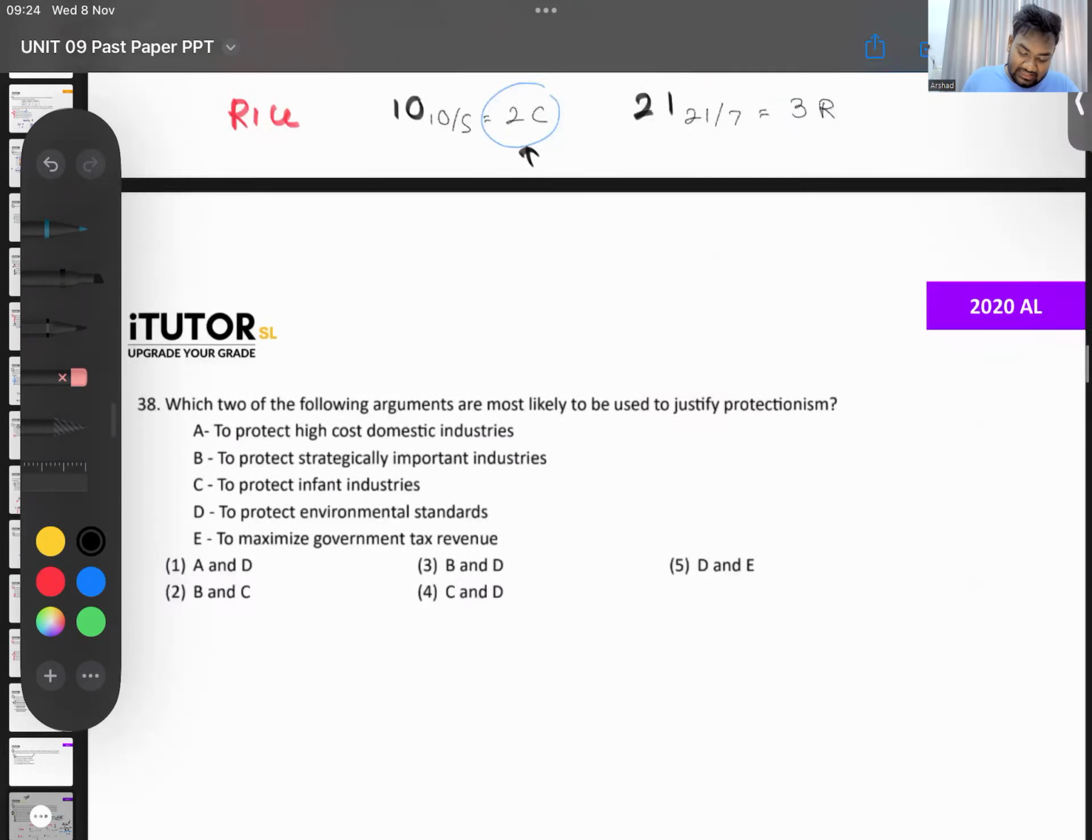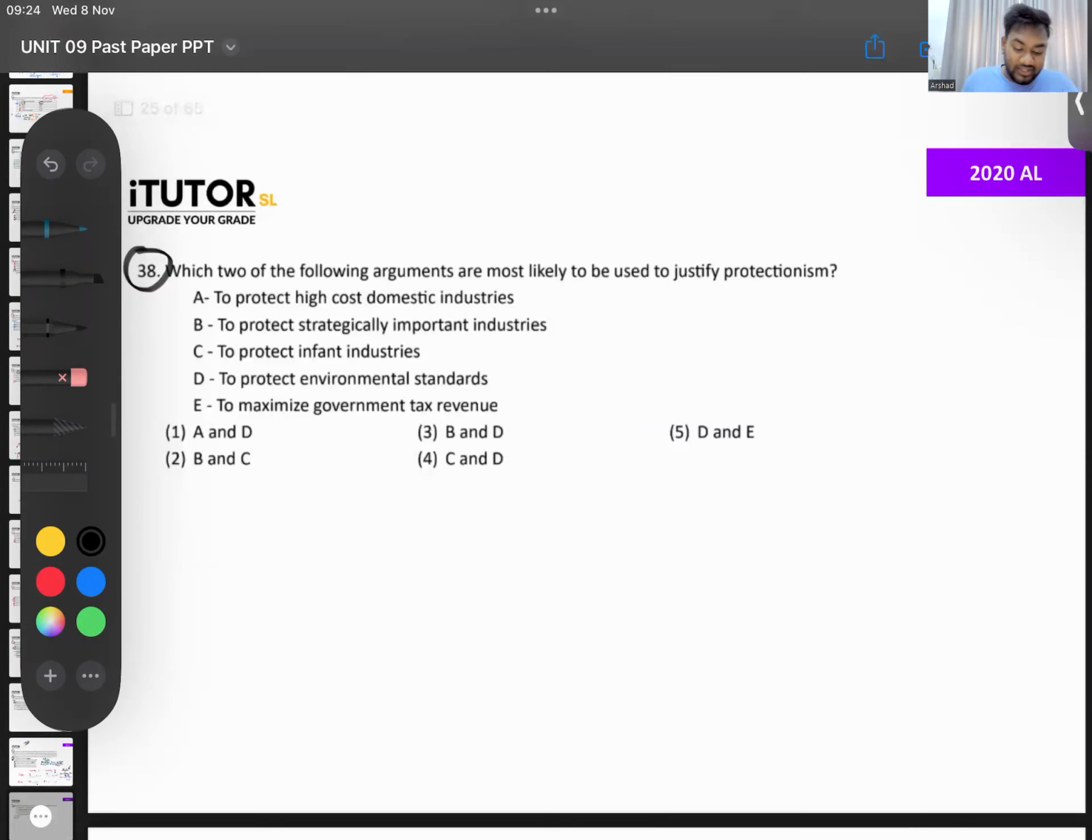Then 38. Which two of the following arguments are most likely to be used to justify protectionism? Why should we have protectionism? Tell me. To protect high-cost domestic industries, to protect strategically important industries, to protect infant industries, to protect environmental standards, to maximize government tax revenue. What are the most likely arguments? Think about it. Definitely not A, not to protect the high-cost domestic industries.